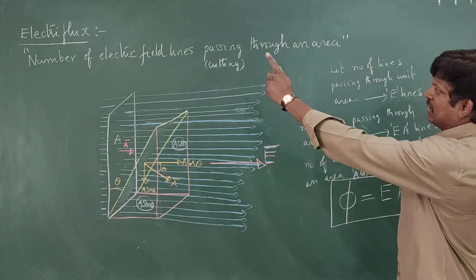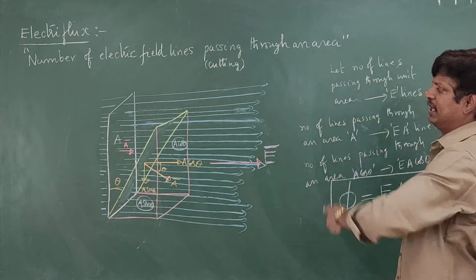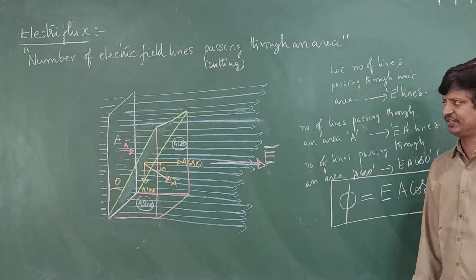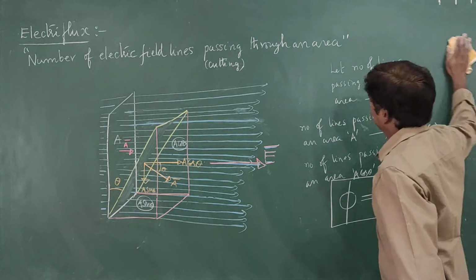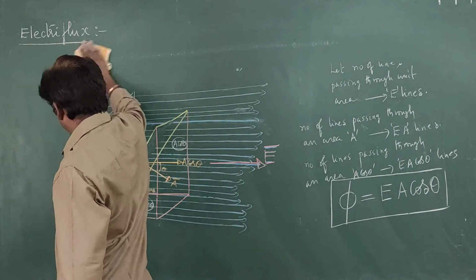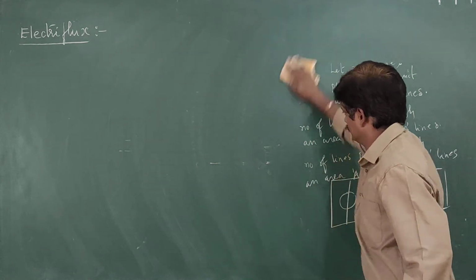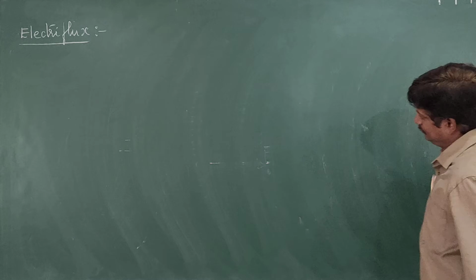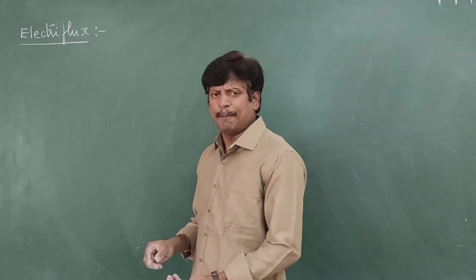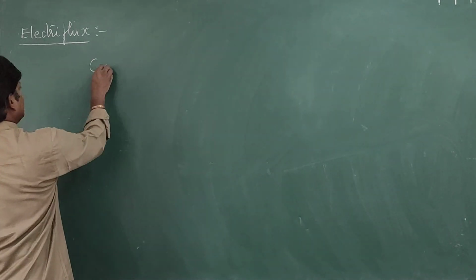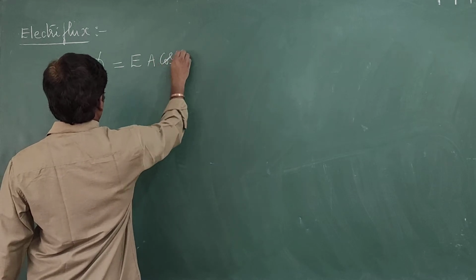Right? The number of electric field lines passing through an area or cutting through an area is called what? Electric flux. I hope it is clear. Right? So we got a basic relation. Electric flux phi is equal to EA cos theta.